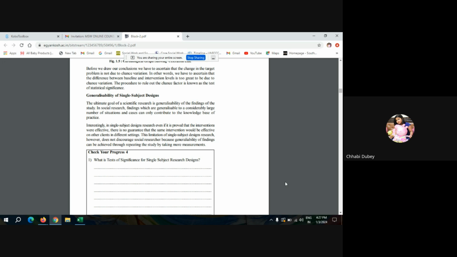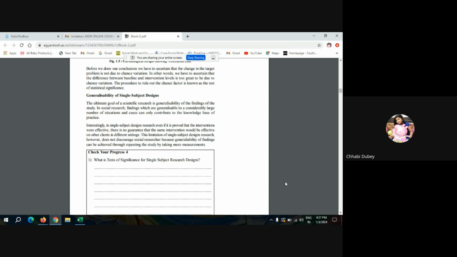Interestingly, in single subject design research, even if it is proved that the interventions were effective, there is no guarantee that the same intervention would be effective in other clients. Okay, for the same reason as we have talked about, that would depend a lot upon the external environment, since we are dealing with the dependent variable.